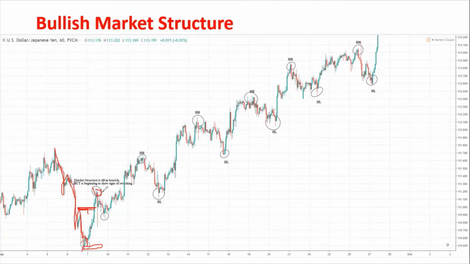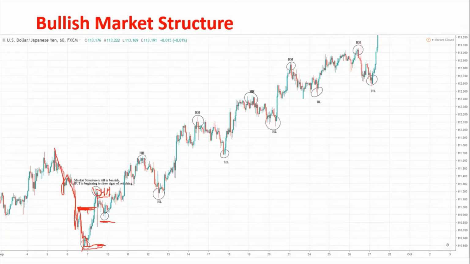This one here will now be called a higher high. Why is it called a higher high? Because it is higher than this last highest zone where the market was going in a bearish direction. So these are our higher highs.